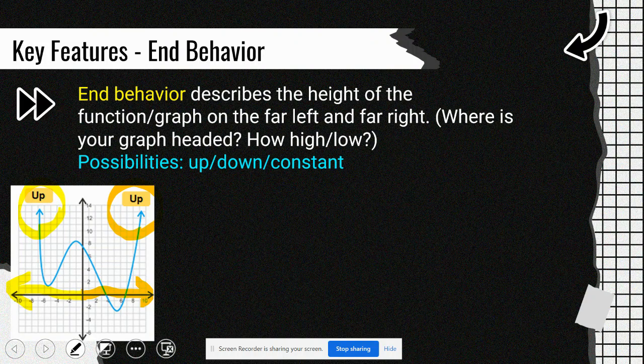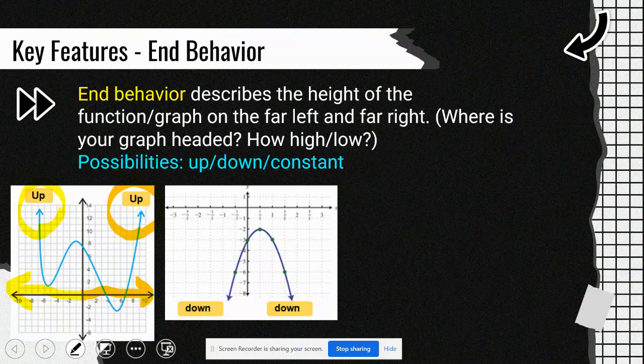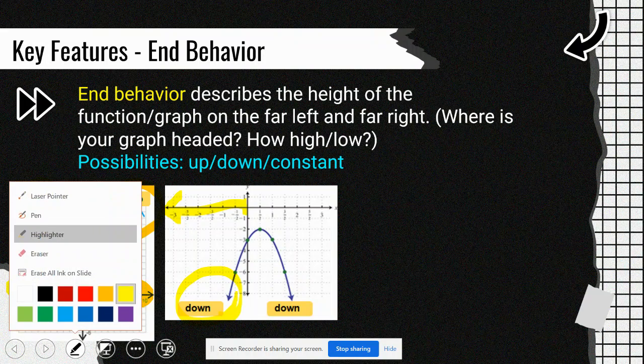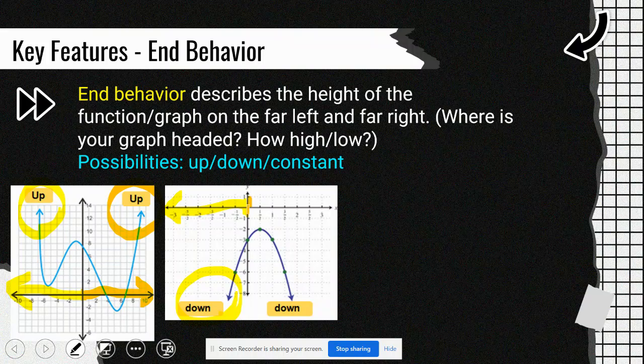Let's see if you can describe the left end behavior and the right end behavior of the next function. Here it is. All right, so the left end behavior, as we start at x equals 0 and move towards the left, we just want to look and say, how high or how low is this function going? On the left, since it's pointing in the downwards direction, we would say our left end behavior is pointing down. And on the right, starting at x equals 0 and continuing towards the positive right direction, we can see that our graph is also pointing down. So the right end behavior is saying as we move to the right, the function is pointing down.